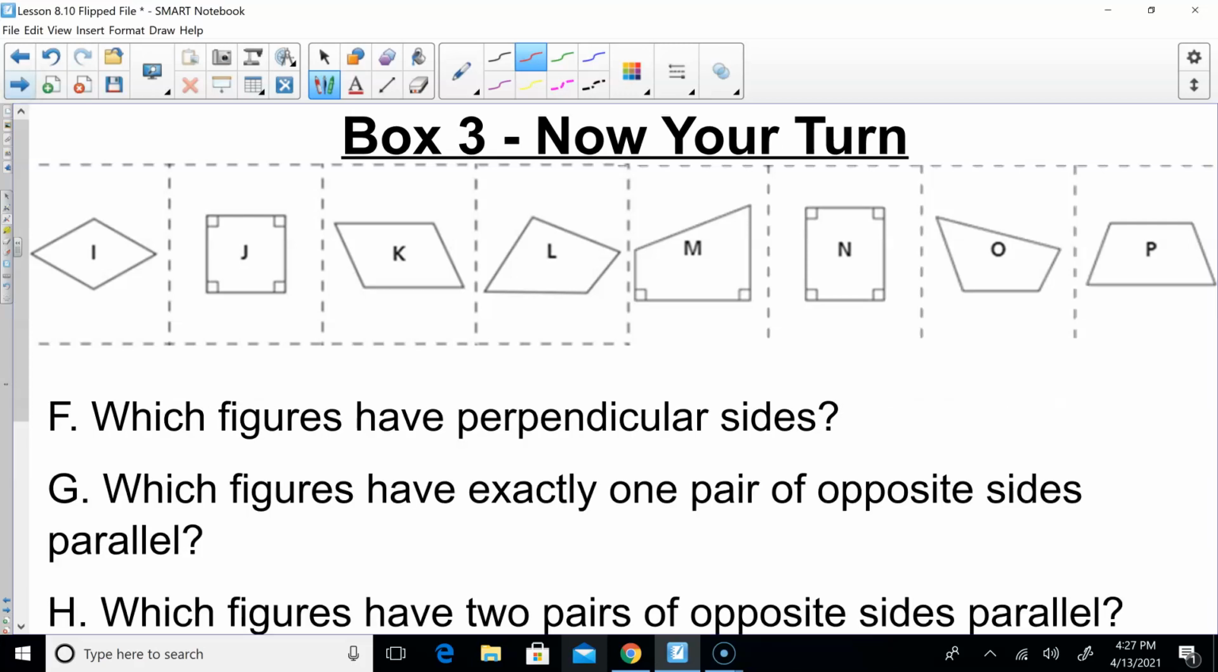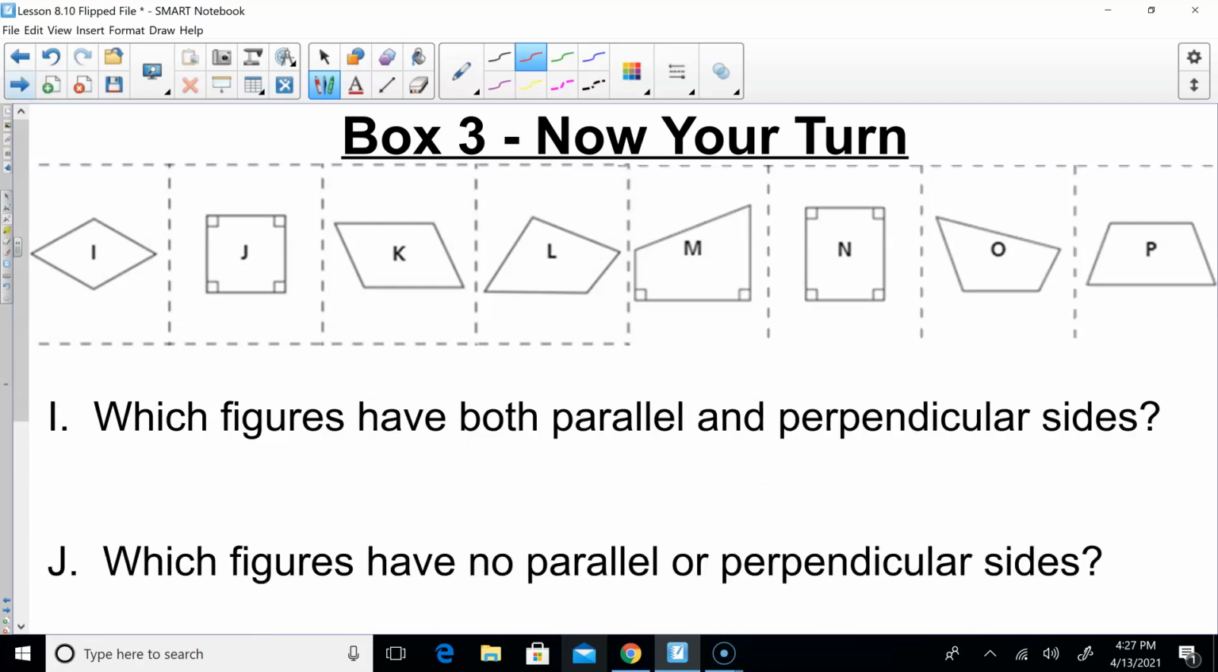And with those same figures as well, which figures have perpendicular sides, which figures have exactly one pair of opposite sides parallel, and which figures have two pairs of opposite sides parallel. So you can pause the video now, go through the different sides that they have, and solve those problems. And last but not least, which figures have both parallel and perpendicular sides, and also which figures have no parallel or perpendicular sides. So pause it right now, go through all those different combinations, discussing what they have.